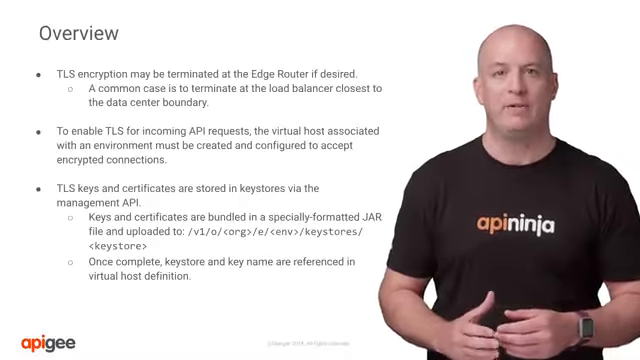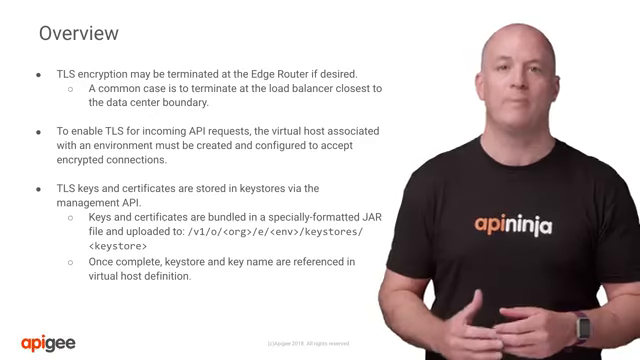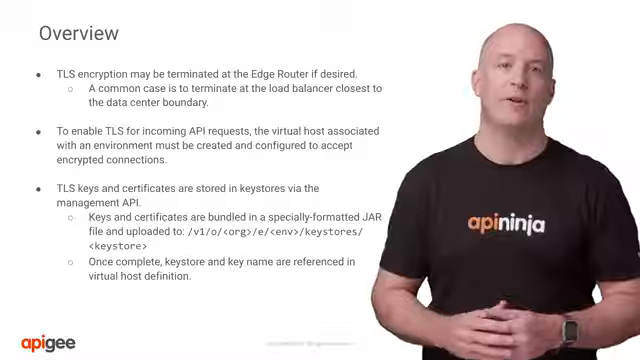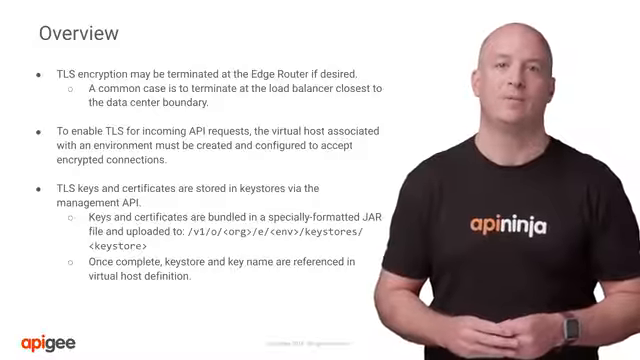In many installations, TLS encryption is terminated on a load balancer closest to the data center boundary. This typically has the advantage of providing a single place to manage all certificates. However, in Edge, you can configure the router component for TLS.